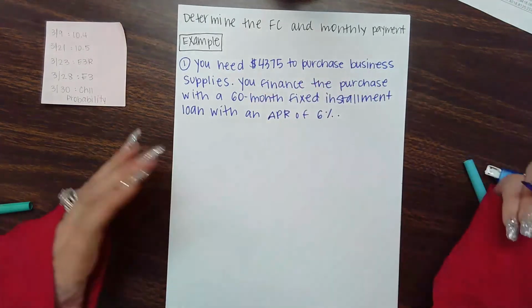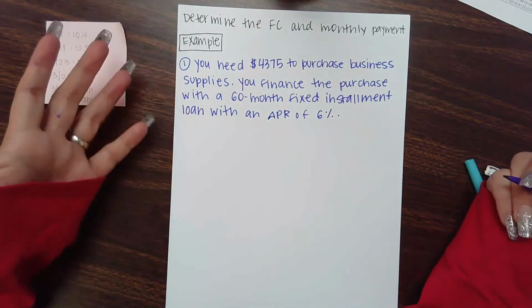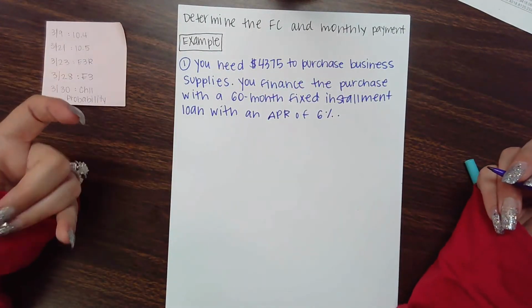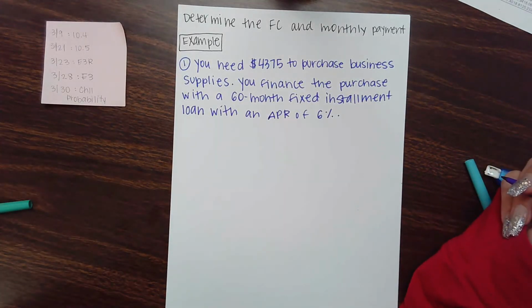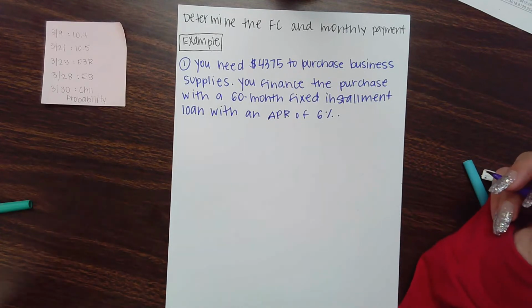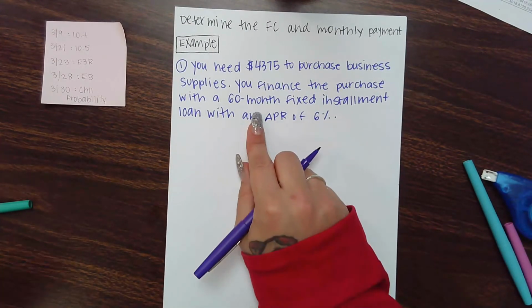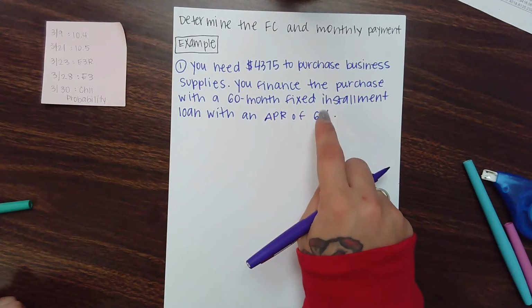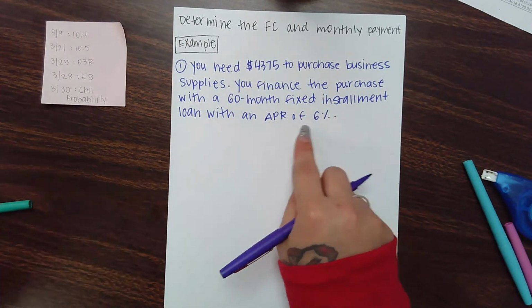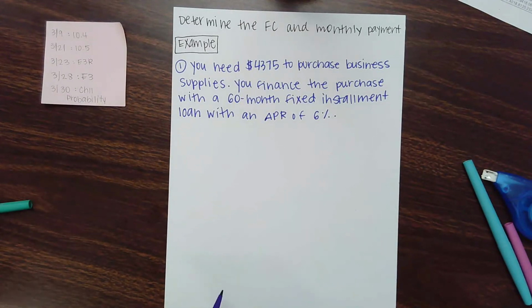So it's basically saying that's how much money you need to borrow. You don't have all that money, or you just want to make payments to make it easier on yourself. So you finance it. You're going to make payments for 60 months. They're going to be the same, fixed payments. And in the end, it was all calculated with a 6% APR. And then they want you to figure out how much were you charged for doing this? What was that finance charge?